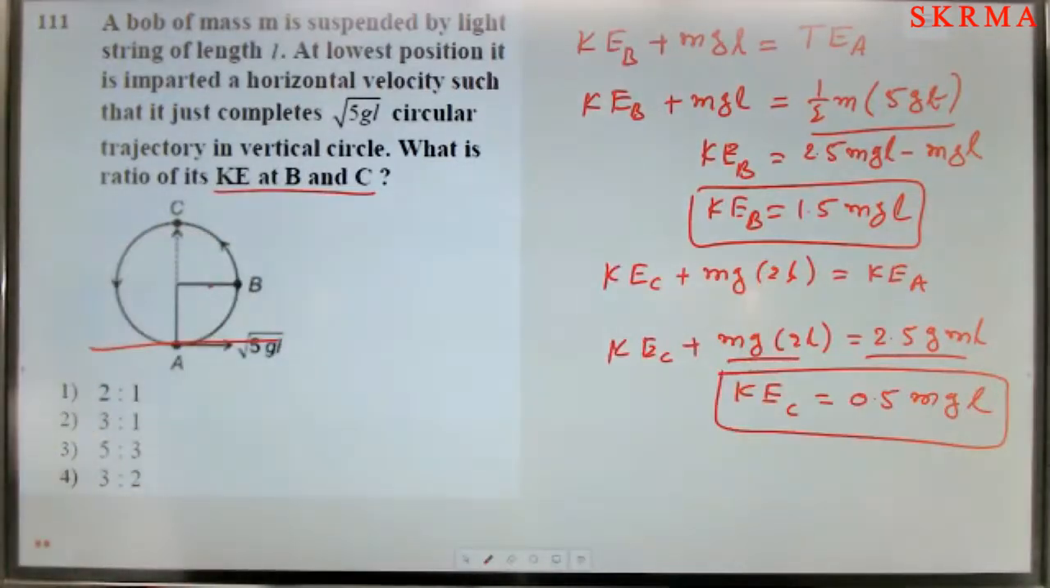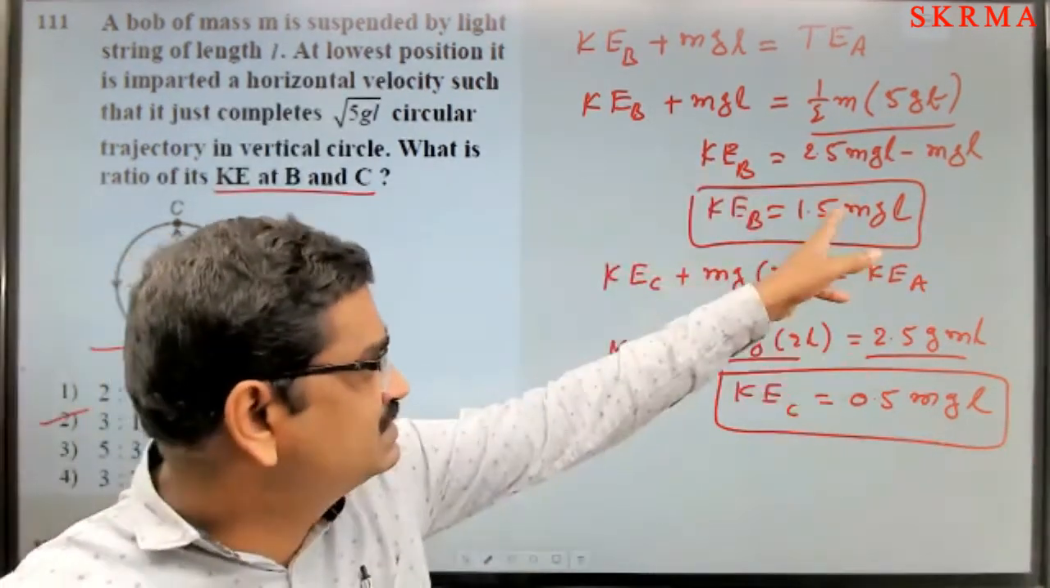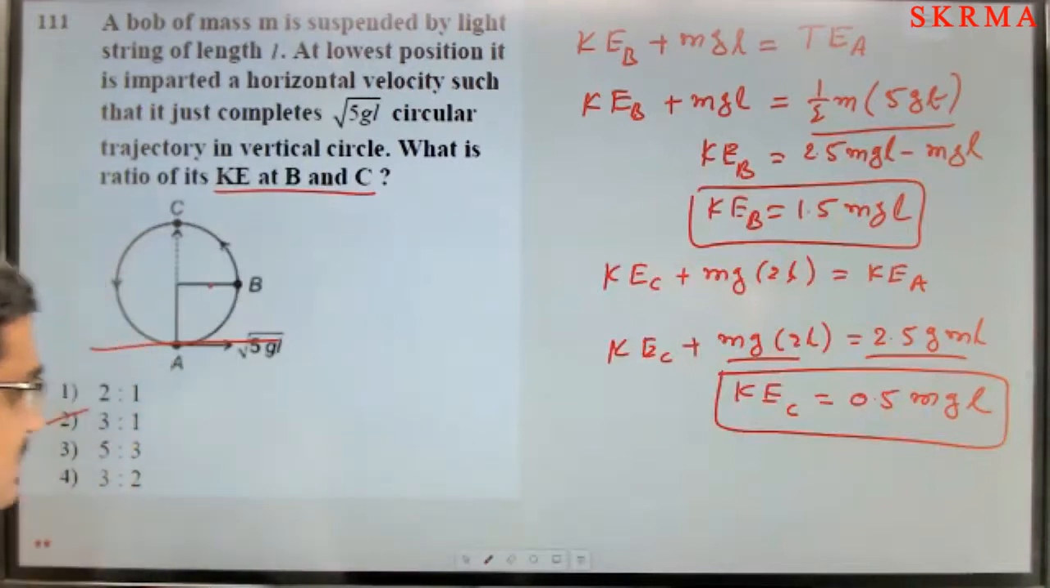Now what is the ratio between these two? 3:1. Now this one by this one. This is 1.5, this is 0.5. That is nothing but 3.